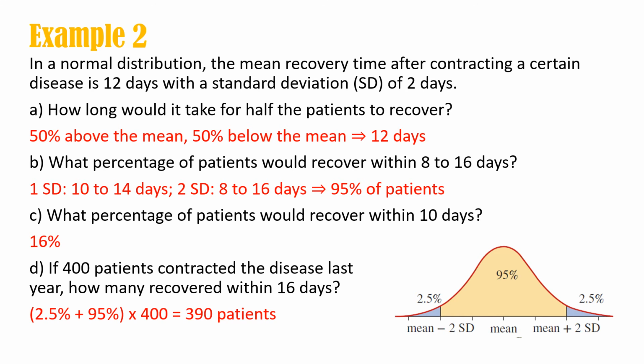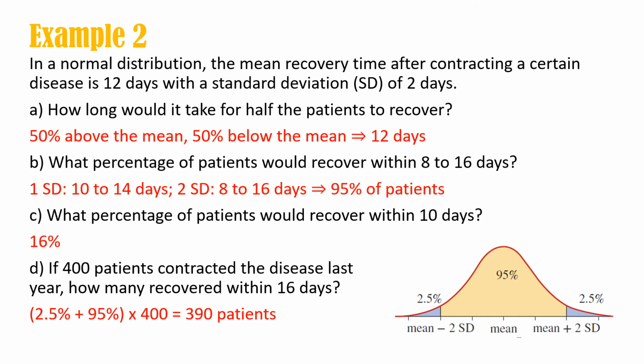Now remember, if you're doing this in a calculator, you're going to need to do 2.5 plus 95 equals 97.5. Divide that by 100 to convert from a percentage to a decimal, and then times that by 400. And that's going to give us 390 patients. So 390 patients last year not only contracted the disease, but recovered within 16 days.